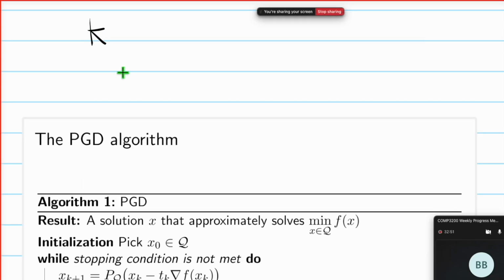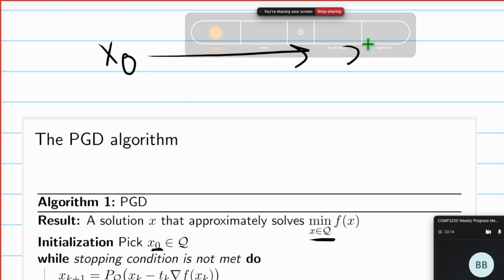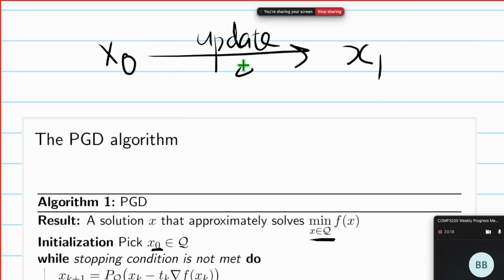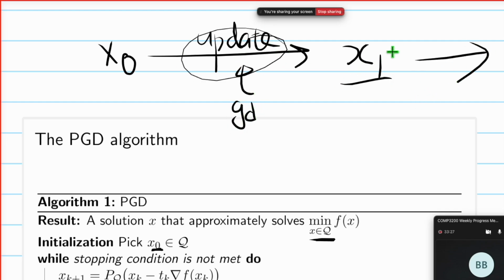So I want to solve this. People use k to denote time. You start with x0 because you need everybody inside Q. So you pick an x0 inside Q. Now you have x0. You want to get x1. You will do something called update. We are going to do something called gradient descent. Okay, I just write GD. Then after you get x1, you repeat the same thing again. And then you repeat. You do it many times until this is true.